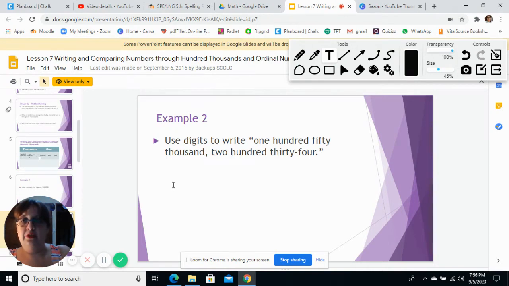Okay, so we want to use digits to write 100. Okay, remember we're moving from left to right, so it should be easy. We start with the 100. The next number says 50,000. 150,000 and 234. See the comma? So we need to put a comma. 234. 150,234. Good. All right. You guys are doing great.